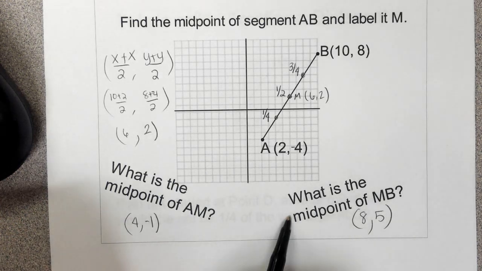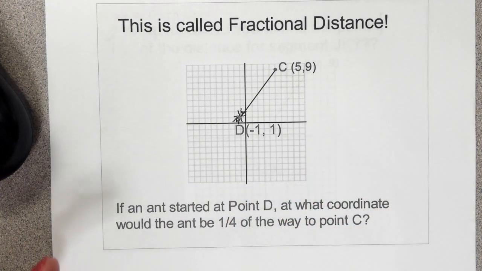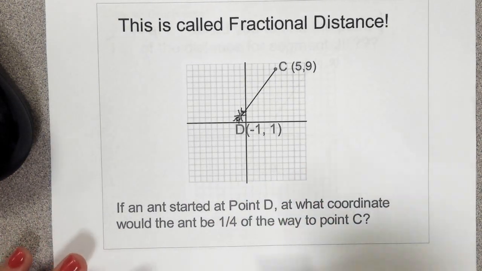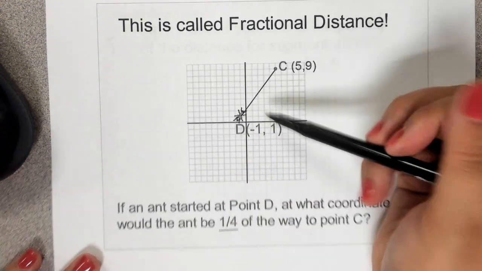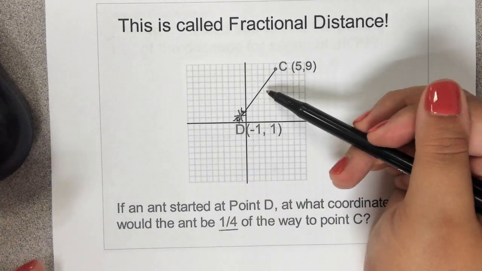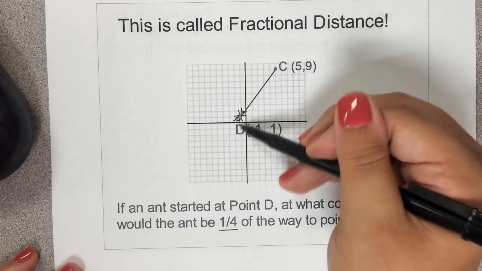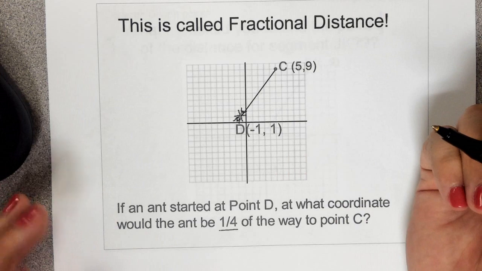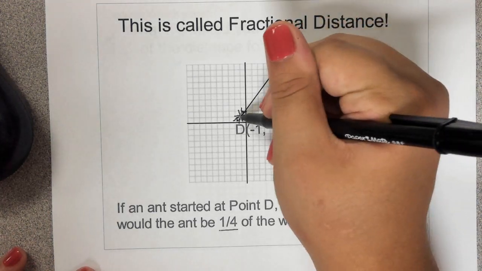Now, this next question, this is called fractional distance because we're finding a distance a fraction of the way. Now, if I started at point D and I wanted to know 1/4 the way, again, I could do midpoint twice like I just showed you. We could find the midpoint and then use that point to find these two. But I could also do something else. I could also do my rise over my run.